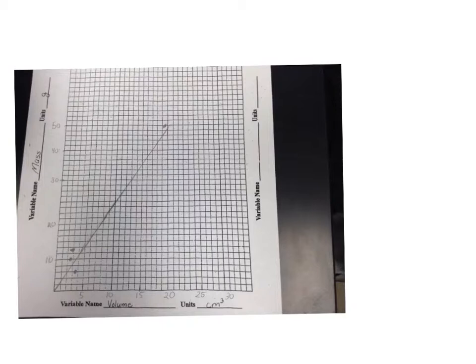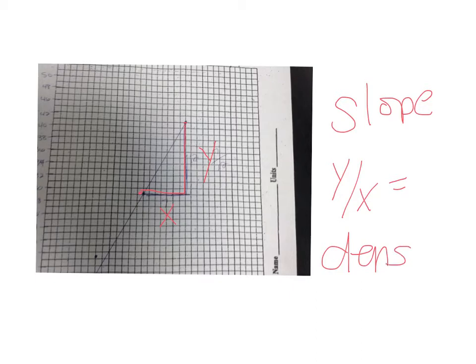Here's a picture of a good best fit line. Notice they used a straight edge and it covers the average of all of the data points. We then found the slope of the line. To find the slope, we found a point and another point, and we measured the rise over the run. Y divided by x equals our slope, which is also our density.